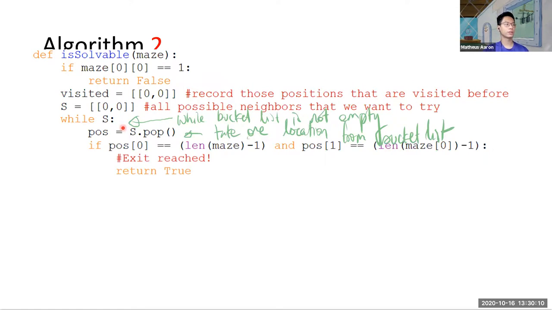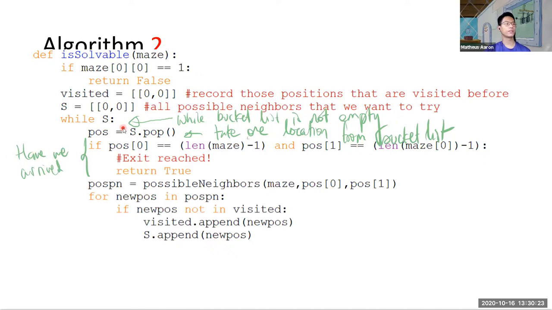This one is checking, have we arrived? If we have arrived, then we return true, meaning that it is solvable. If not, then get all possible neighbors. And lastly, this one is a slightly different part of the algorithm, so I'm going to rewrite this in the way that I explained it earlier.